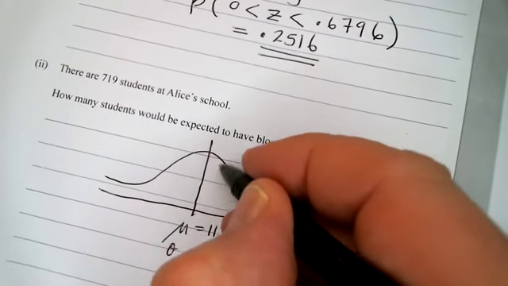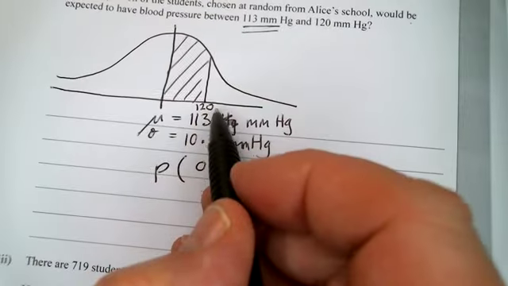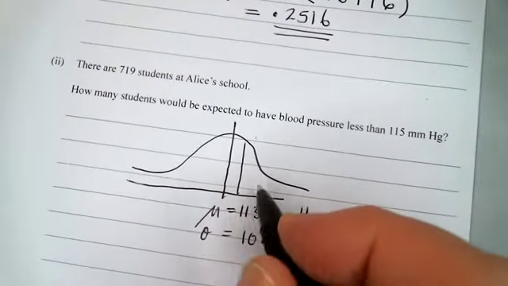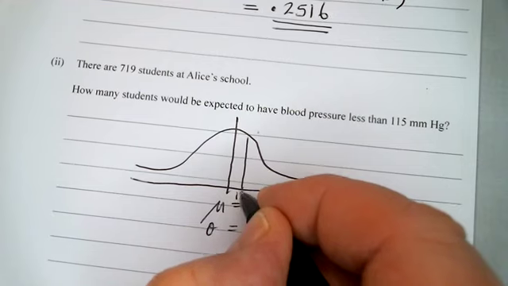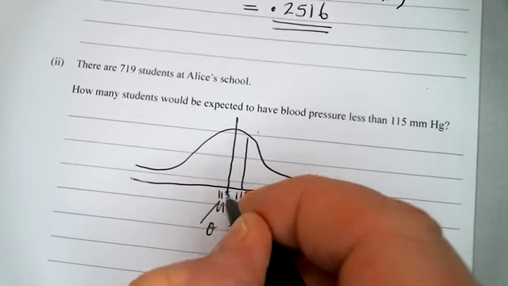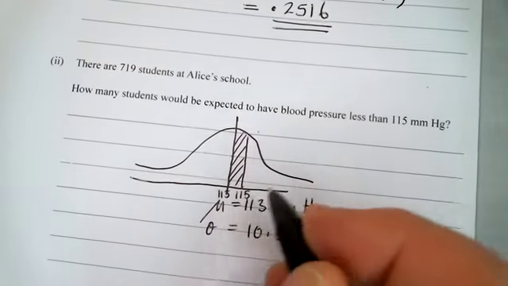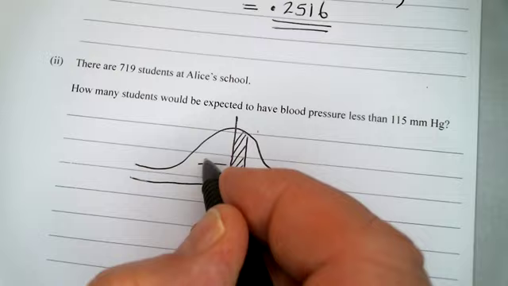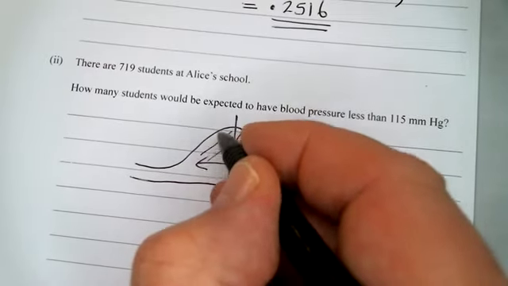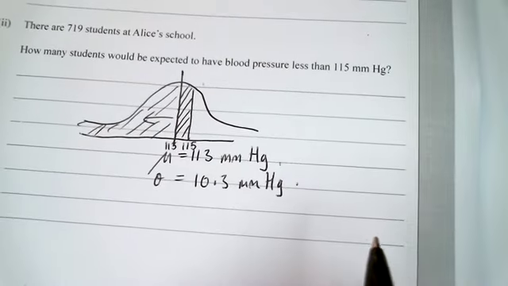Well, there's 113. 115 is going to be closer to the mean, I think, because 120 was further away. So this one's going to be a little bit closer. It's going to be 115. There it is, and 113 is there. So we're going to find this area here, but it's not just less than 115, it's all the way less. In other words, it's going to include all of this area as well. So it's going to be the whole thing.